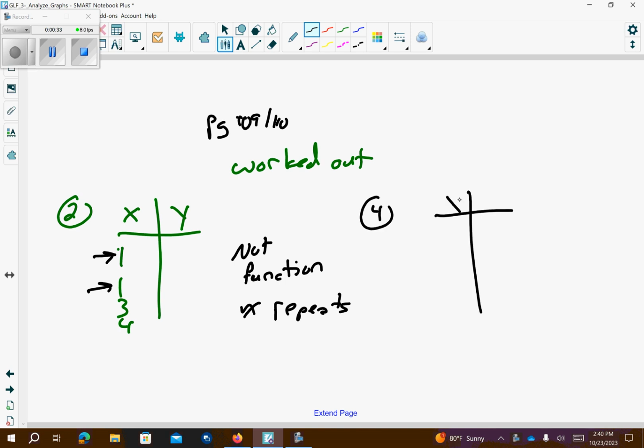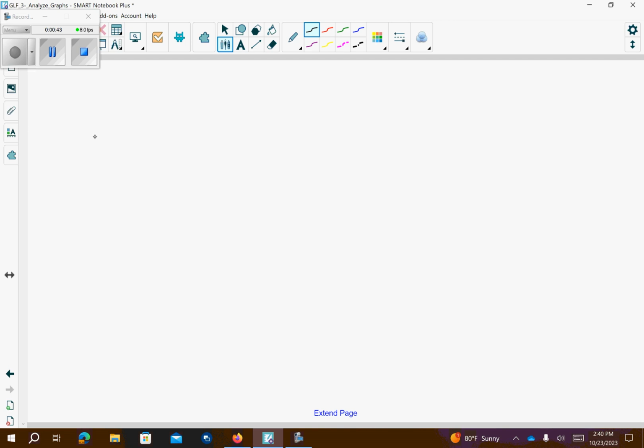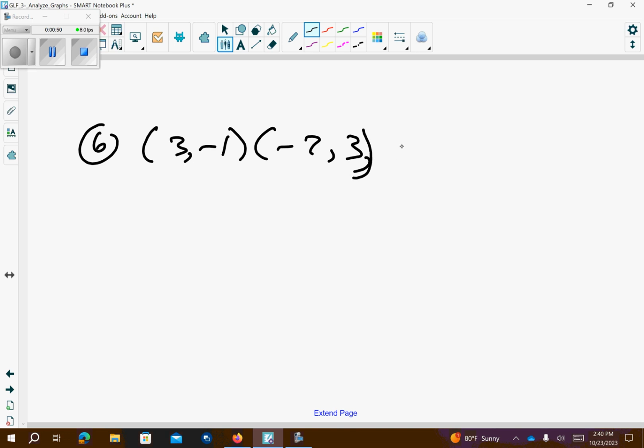Okay, number 4. We have just our x values alone. They're all the same. This is not a function as well because the x values repeat the whole time. Number 6, we have 3, -1, -2, 3, and 3, -2. Because this 3 and this 3 repeat, this is not a function.